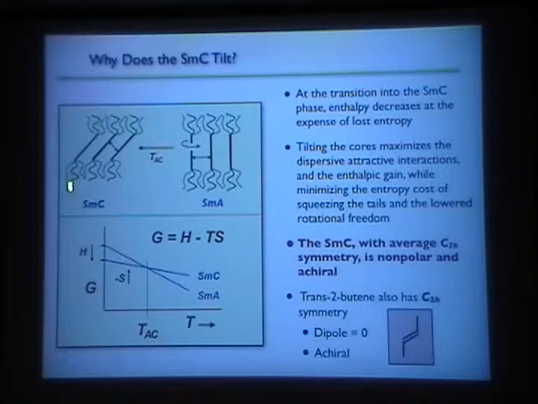Okay, so look at the Smectic C. What's the point group symmetry here? Well, it's exactly the same as the symmetry of trans-2-butene. It's C2h: a two-fold rotation, and a mirror in the plane of the screen. All right, so that symmetry means the dipole moment has to be 0 and the molecule has to be achiral, or the phase has to be achiral.